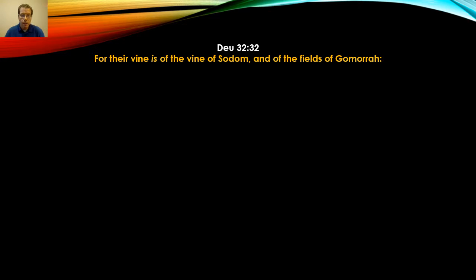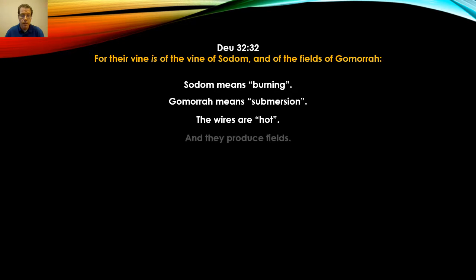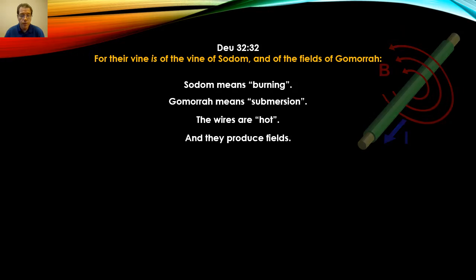So we can see this coming to pass before our eyes. Let's look at Deuteronomy. For their vine, of the vine of Sodom, and of the fields of Gomorrah. Sodom means burning. Gomorrah means submersion. The wires are hot, and they produce fields.